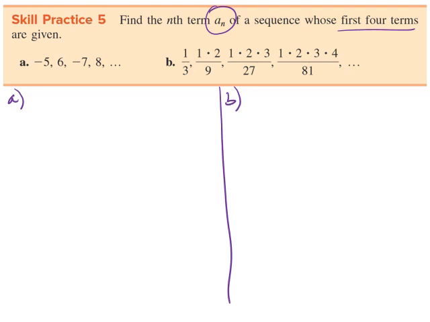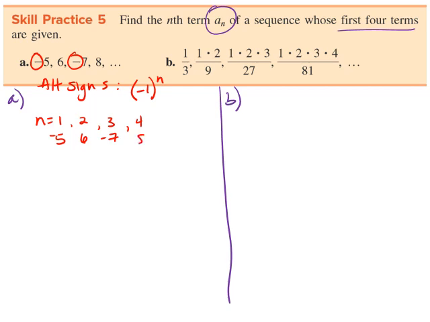Now, try to identify a couple things going on. Notice how I have alternating signs in this case. Since I have alternating signs and it's the odd terms, I know that I'm going to have this somewhere. Okay, so when n equals 1, I have a negative 5. When n is 2, I have 6. 3, negative 7, and 4, I have 8.